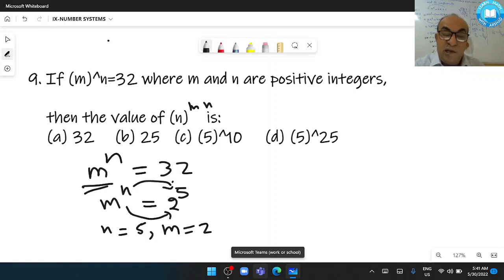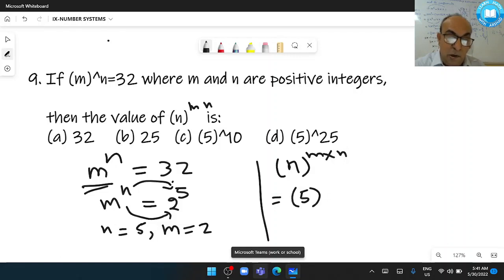Now they told us to find the value of n power m into n. So n means 5, power 2 into 5, that is equal to 5 power 10. So C bit is the correct answer. So in MCQs, don't think MCQs are very simple. Without simplification, without applying concept, you can't get the answer. So don't do MCQ just by ticking. First you work it out and then get the answer.